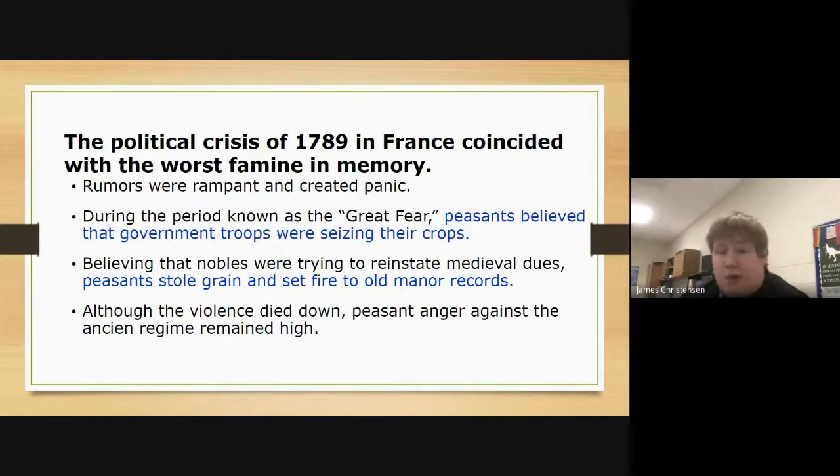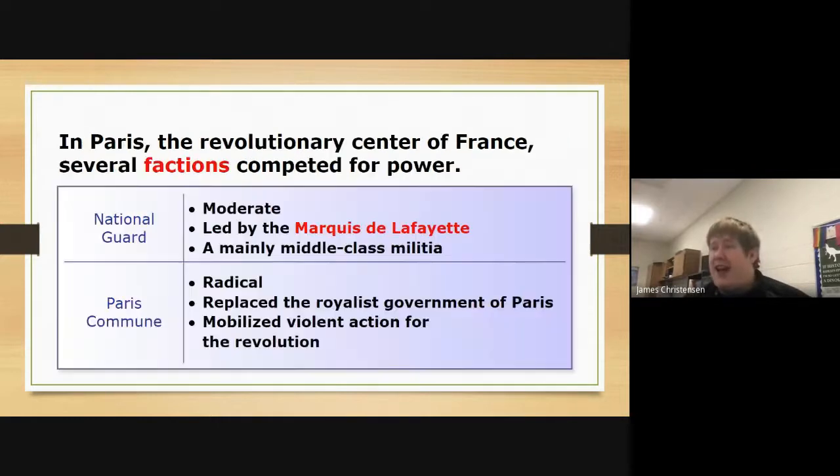Rumors were rampant and created panic, and during this period known as the Great Fear, peasants believed that the government troops were seizing their crops for the elites. Believing that nobles were trying to reinstate medieval dues, peasants stole the grain and set fire to old manor records. Although the violence did die down, peasant anger against the ancient regime remained high.